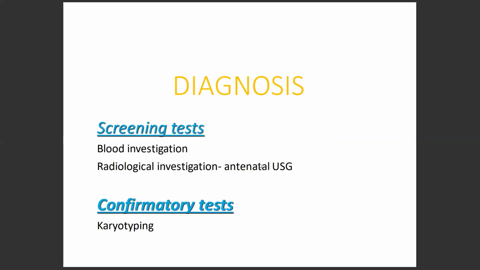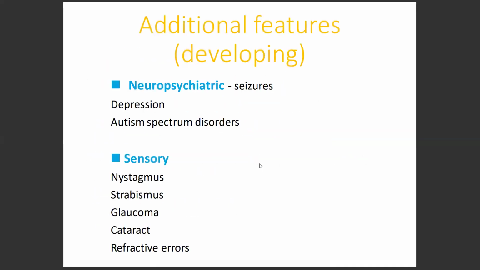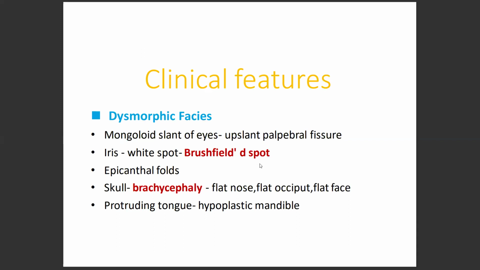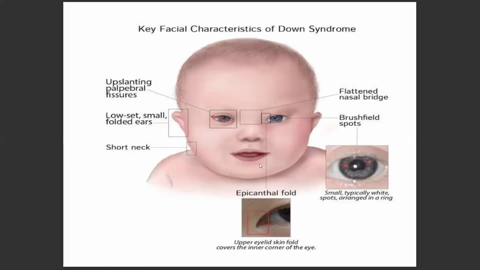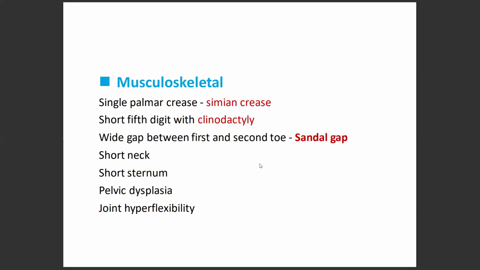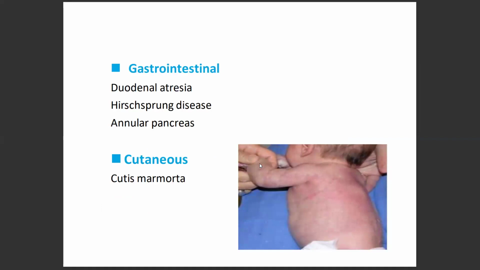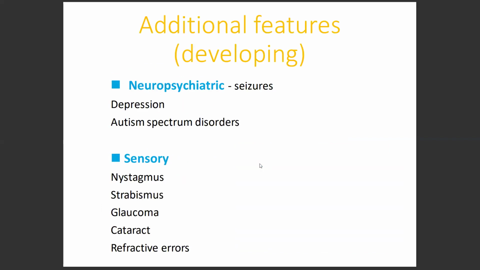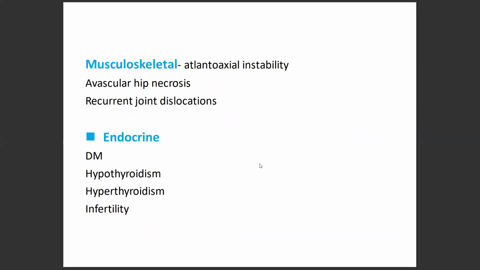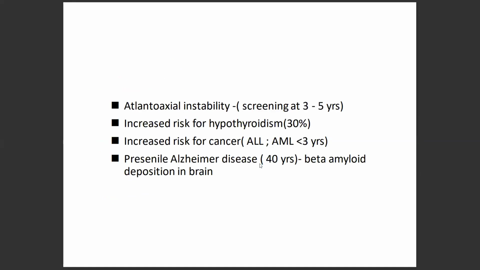So these are all about the clinical features of the Down syndrome baby. The first one is about the dysmorphic features. Remember this picture and write about all the features. Then system-wise: musculoskeletal, sandal gap, simian crease, then CNS, CVS, gastrointestinal, cutaneous, neuropsychiatric, and sensory features. Also endocrine. Then increased risk for cancer, increased risk for hypothyroidism, presenile Alzheimer's disease. So these are all the clinical features associated with the Down syndrome child.